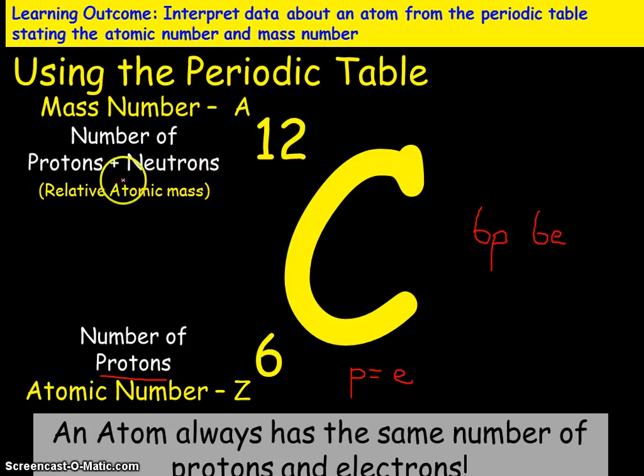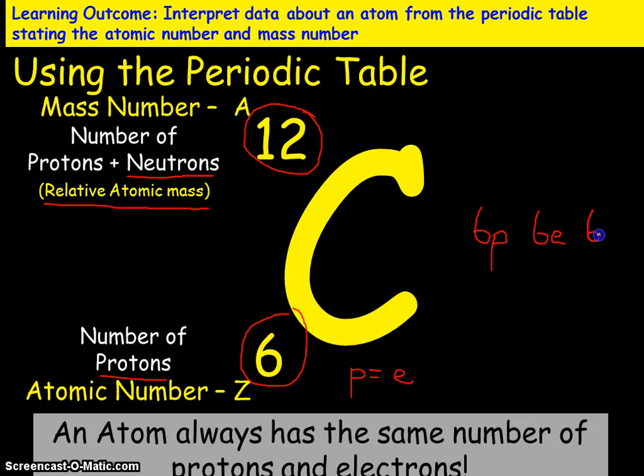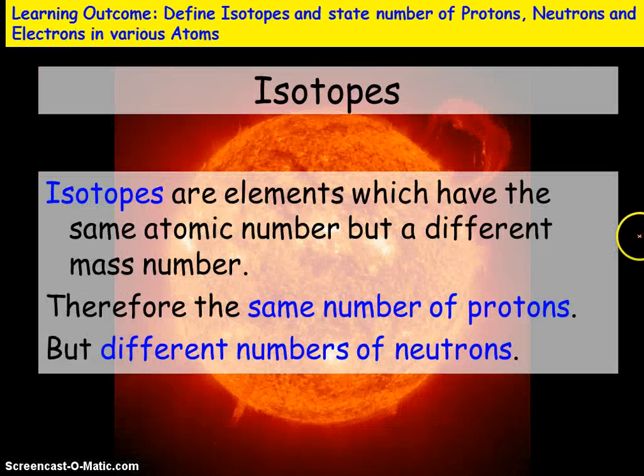Now the number at the top is called the mass number, or sometimes called the relative atomic mass. You'll see that notation used in C3. Mass number is protons plus neutrons. So if I want to work out the number of neutrons, I have to do the top number, take away the bottom number. So in this case, the number of neutrons would be 6 neutrons.